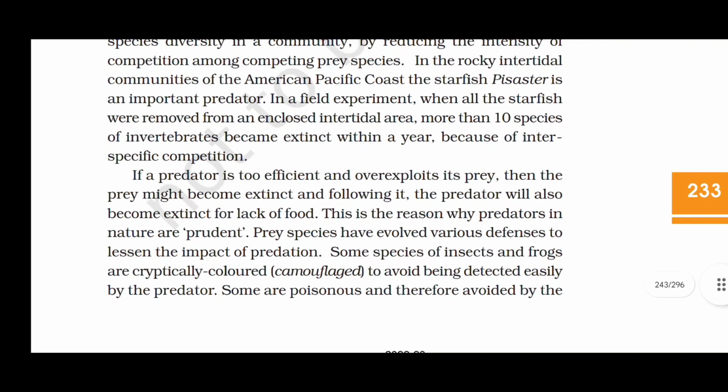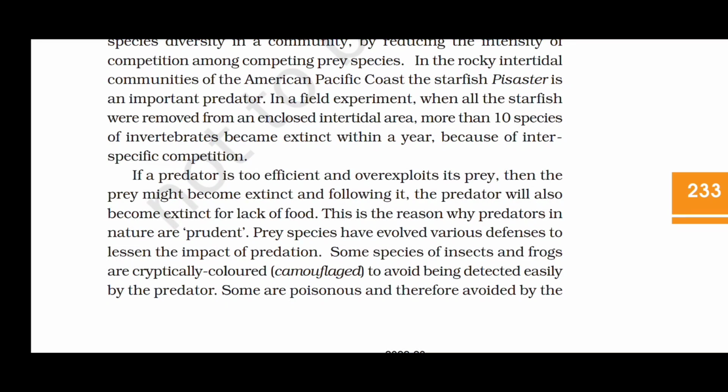If a predator is too efficient and overexploits its prey, then the prey might become extinct, and following it, the predator will also become extinct for lack of food. This is the reason why predators in nature are prudent. Prey species have evolved various defenses to lessen the impact of predation.